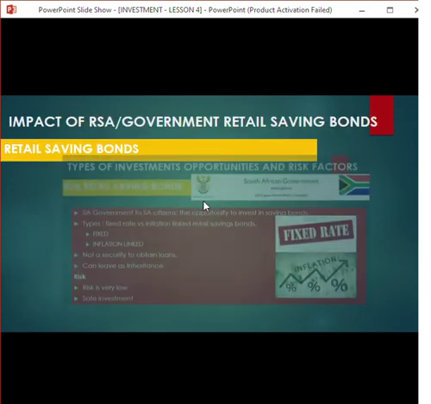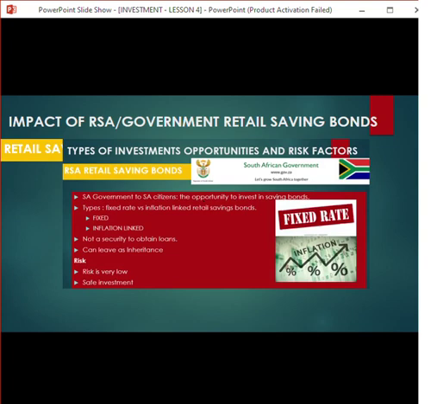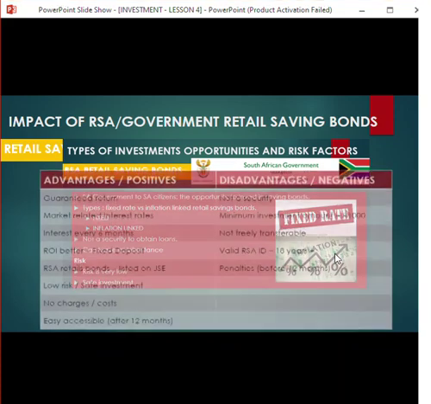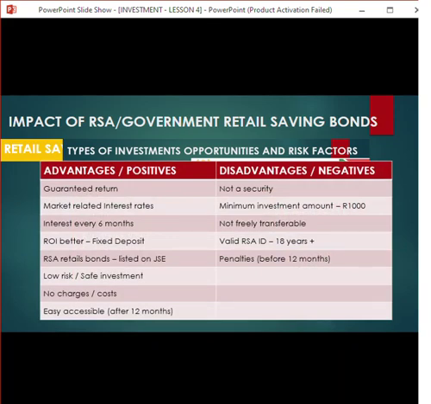So let's start. In our previous video, we summarized the RSA retail saving bond as an opportunity to invest in saving bonds, and you can revisit that lesson in the previous video. So when we look at the impact of the retail bonds today, we want to look at the advantages and the disadvantages. When we look at the advantages of investing in a retail bond, there are the following.